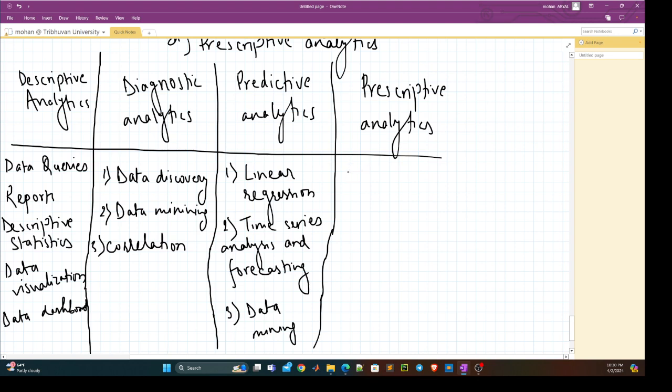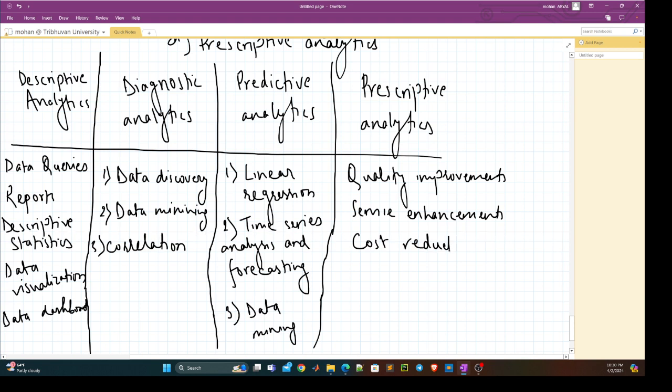And prescriptive analytics will generally deal with quality improvements, service enhancement, cost reductions, and increasing productivity.